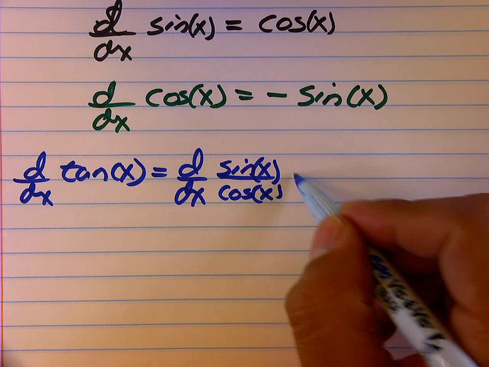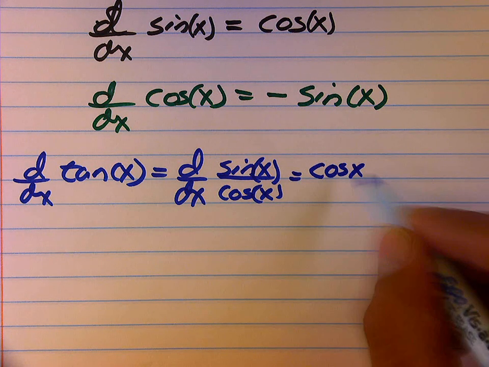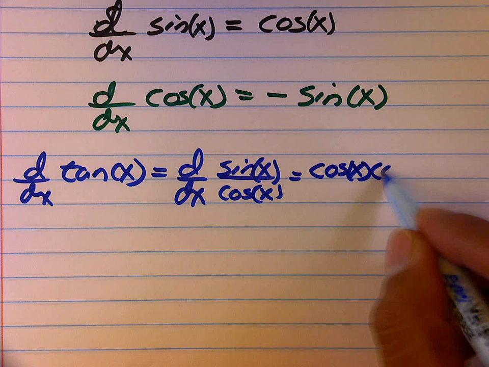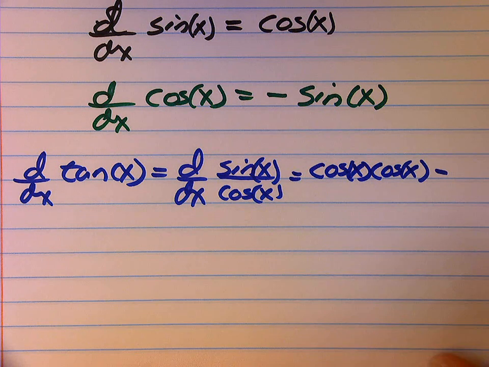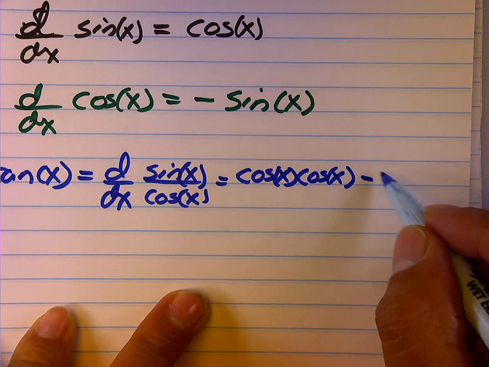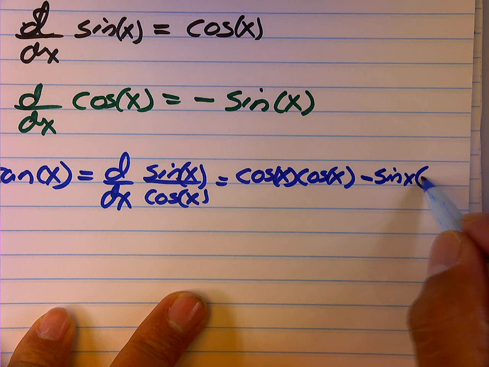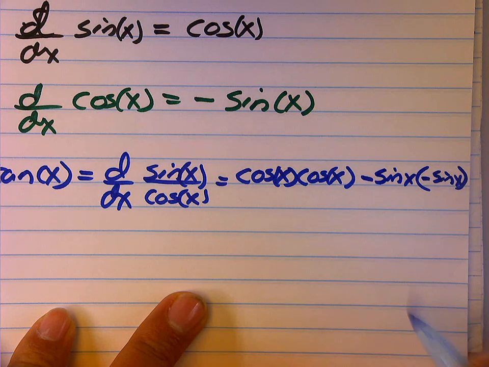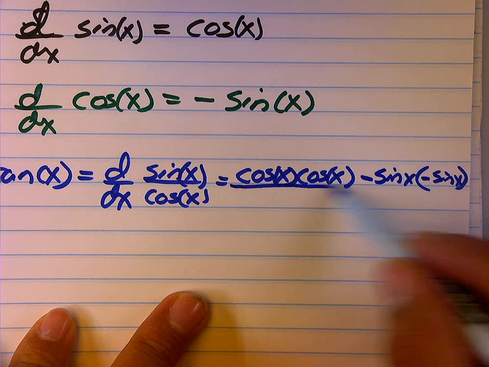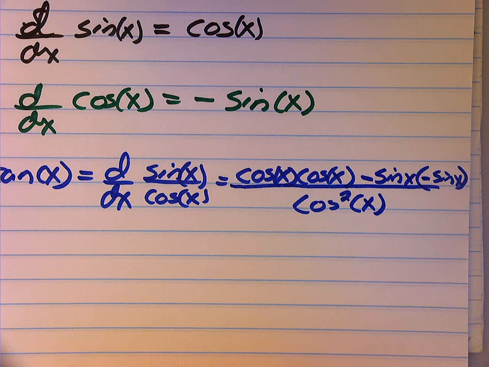The derivative is going to be the derivative of the sine of x, which is cosine of x, times the bottom, which is cosine of x, minus, gonna need some more paper here, the top, sine of x, times the derivative of the bottom, which is negative sine of x, all over cosine squared of x. So far, so good?